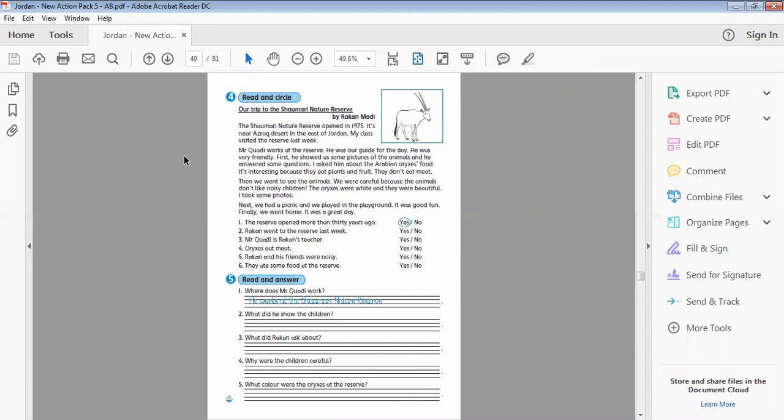Exercise four, read and circle. Our trip to the Shomari Nature Reserve by Rakan Madi. The Shomari Nature Reserve opened in 1975. It's near Azraq's Desert in the east of Jordan. My class visited the reserve last week. Mr. Kwaidi works at the reserve. He was our guide for the day. He was very friendly.